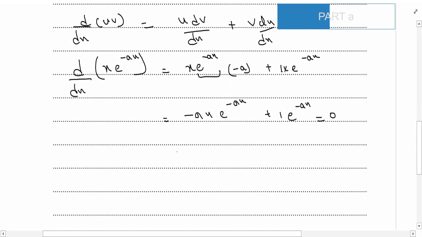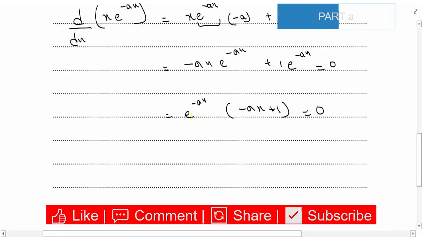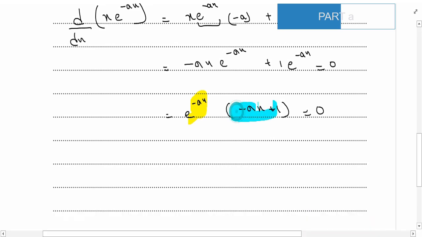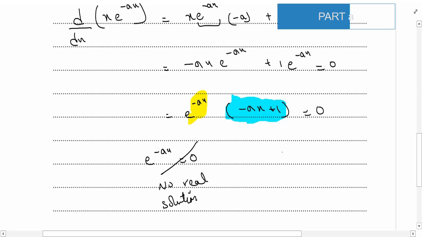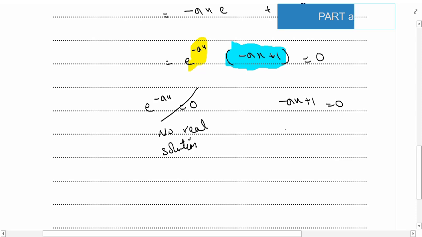Taking e to the power of minus ax common, it becomes minus ax plus 1 equals 0. Now either e to the power of minus ax is 0 or minus ax plus 1 equals 0. E to the power of minus ax equals 0 has no real solution. So we are left with minus ax plus 1 equals 0, so minus ax equals minus 1. So x equals minus 1 over minus a, which equals 1 over a.